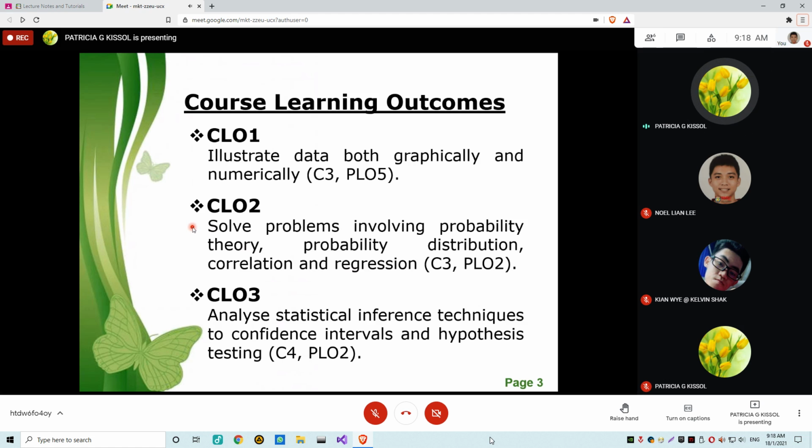Secondly, you should be able to solve problems involving probability theory, probability distribution. This is where I mentioned about normal distribution, binomial distribution, and Poisson distribution. And of course, to be able to know what is correlation and regression and solve problems as well. And we also have the third course learning outcome. We are to analyze statistical inference techniques, which relate to confidence intervals and hypothesis testing.